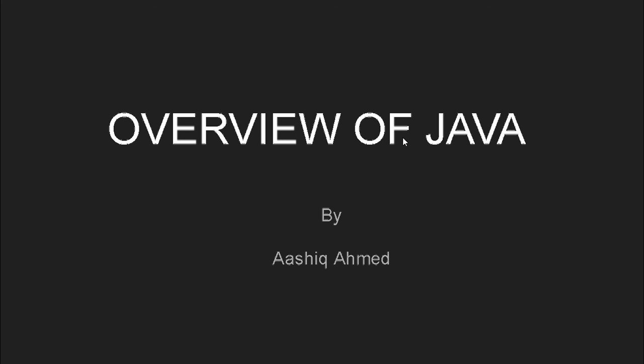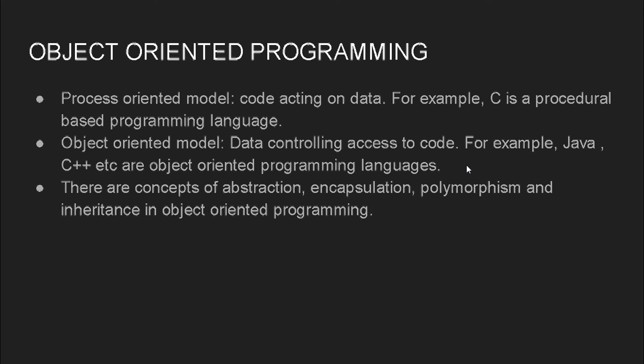Here we'll be studying the overview of Java. In the last tutorial itself, I said that Java is an object-oriented programming language. There are certain features like abstraction, encapsulation, polymorphism, and inheritance. I will be talking about them in detail in this particular tutorial. So first of all, object-oriented programming.